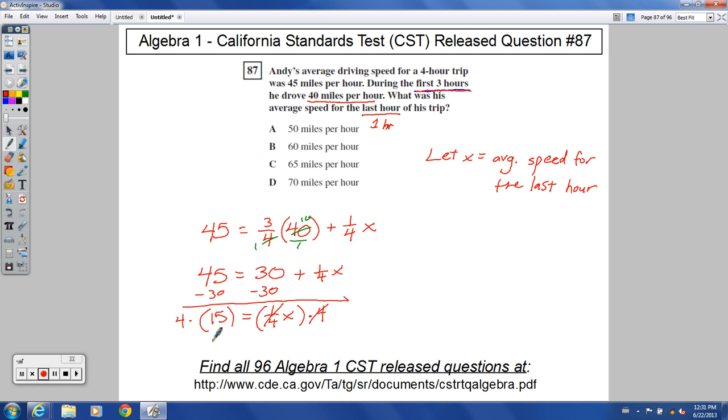The 1/4 and 4 cancel, and there's your final answer. This is in miles per hour: 60 miles per hour equals x, the average speed you would have to go at for that last hour. So quite a bit faster than what you were doing here. Even though this was only 5 miles an hour slower than the average speed, you were doing that for a longer time. So to make up that speed, you're going to have to go quite a bit faster than 45 miles per hour to get that average speed of 45. So number 87, choice B.